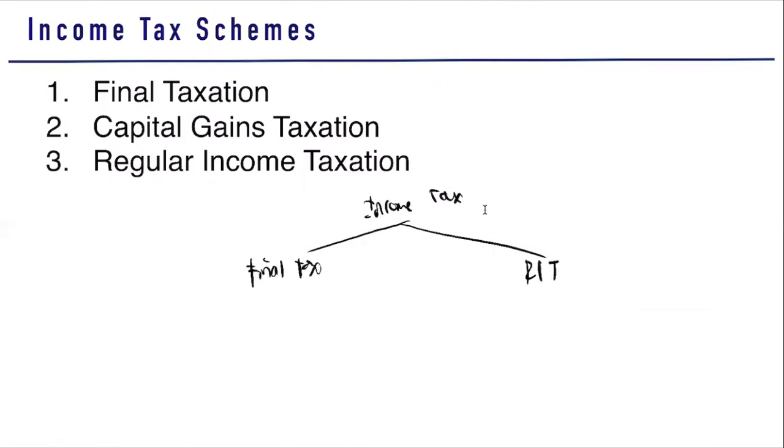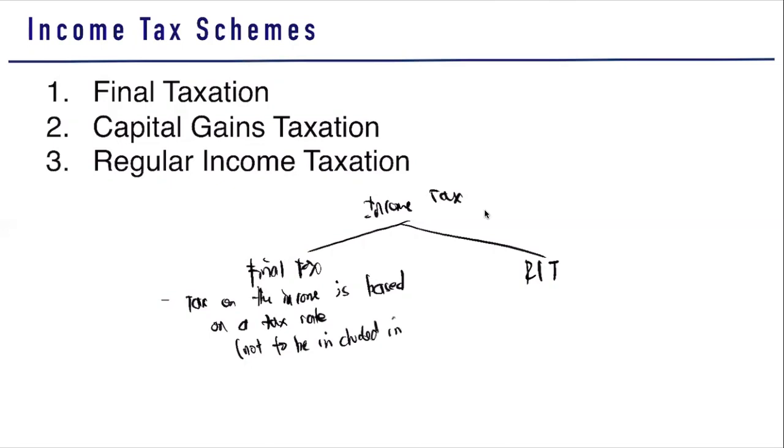So under your final tax, this means that the tax on the income is based on a particular tax rate. So this is not to be included in the schedular tax. Okay? It is not to be included in the schedular tax.